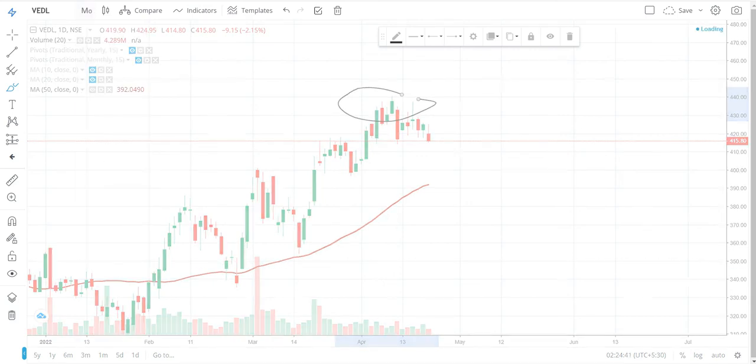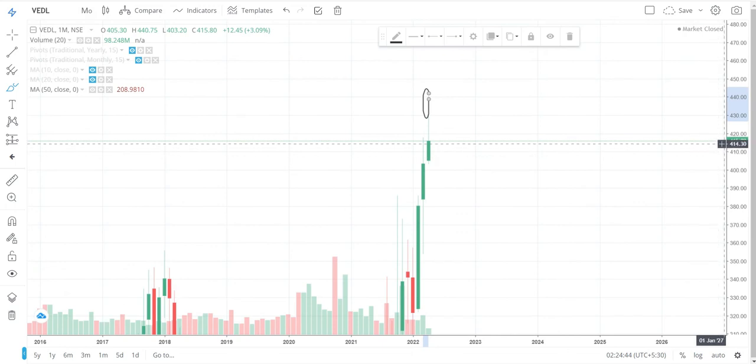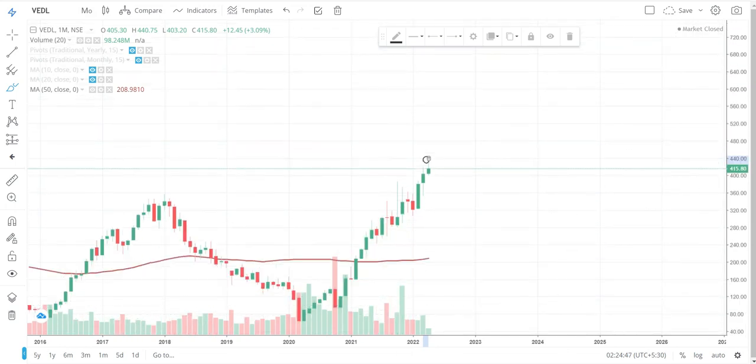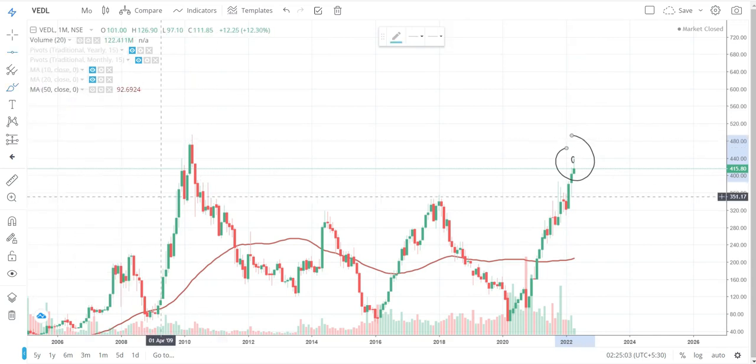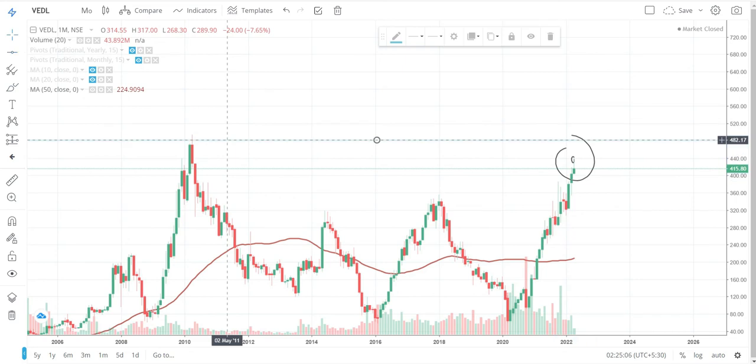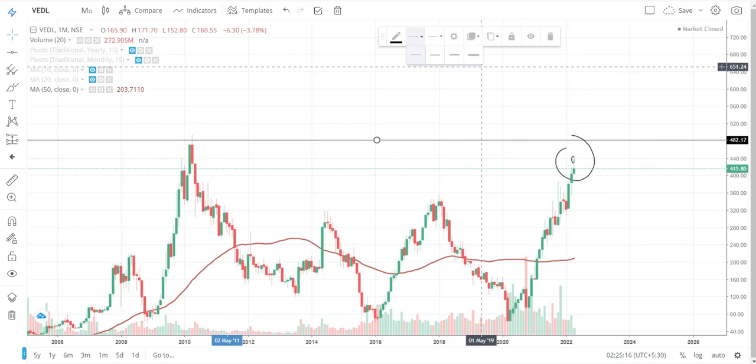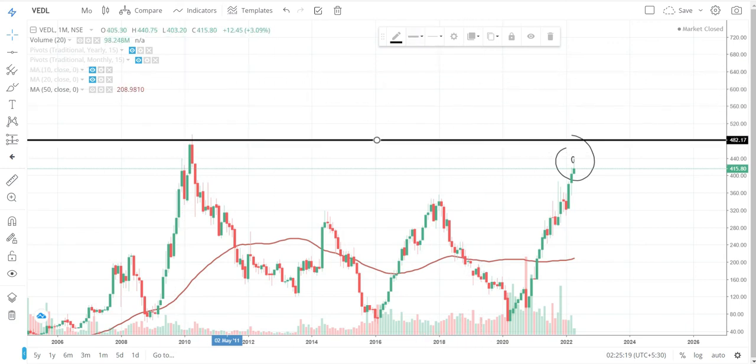Now if we see the Vedanta Limited chart, in the monthly chart you can see that currently the price is at the 450 level, and its previous high, the 2010 high, is 480. So this is also a resistance. If the stock comes closer to 480, we should be worried that there is a resistance and we should discard the stock.